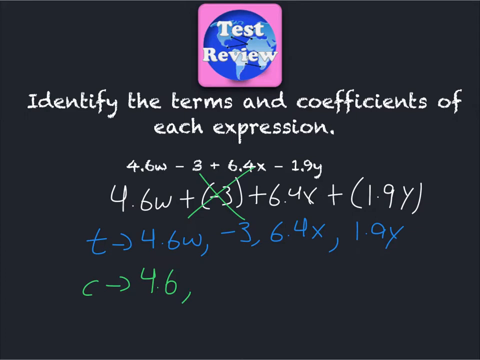Then we'd have 6.4 over here and 1.9. I'm sorry, this was supposed to be a -1.9. I apologize for that. So that would make this term -1.9y, and that would make this coefficient -1.9. I am sorry about that, but that was supposed to be a negative.